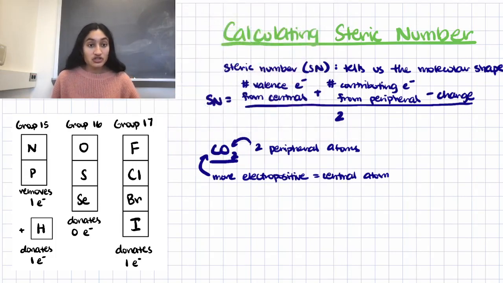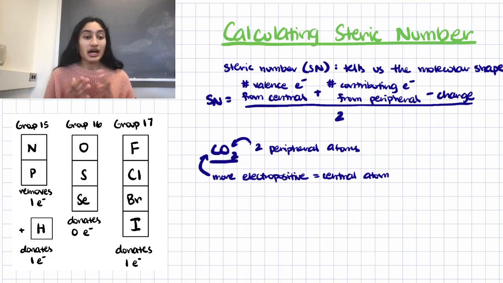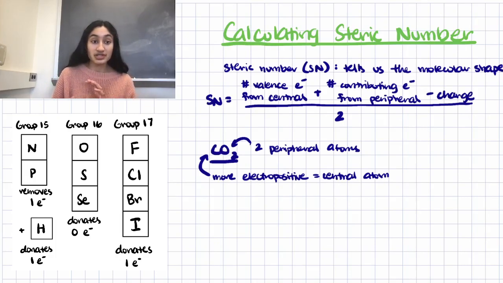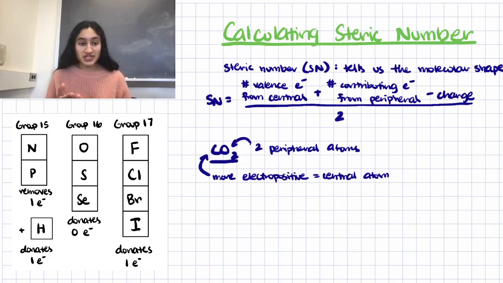Hydrogen donates 1 electron, so you would add 1 for every hydrogen. Nitrogen and phosphorus in group 15 remove 1 electron, so you would subtract 1. Group 16 donates 0, so you would just add 0. And group 17 donates 1 electron, so you would add 1 for all of those atoms in group 17.